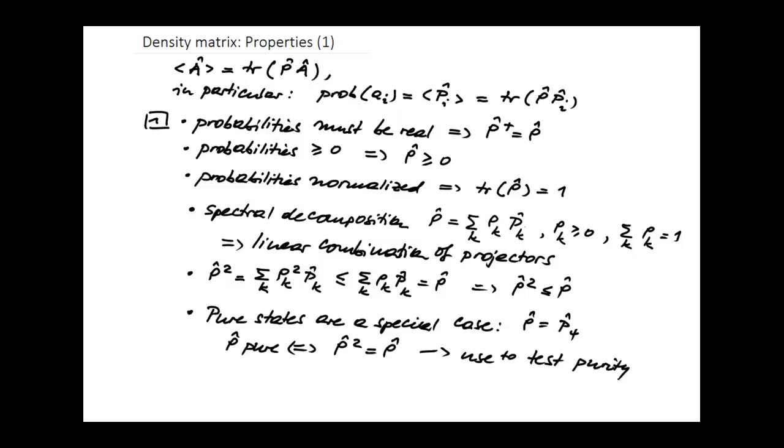Because sometimes it's not obvious. You're given a density matrix, it's not diagonal, and you cannot recognize immediately if it's pure or not. Then my suggestion, you simply take the square, and if it's equal to the matrix itself, then it corresponds to a pure state. There are more properties of the density matrix. The other properties I will show you next week.